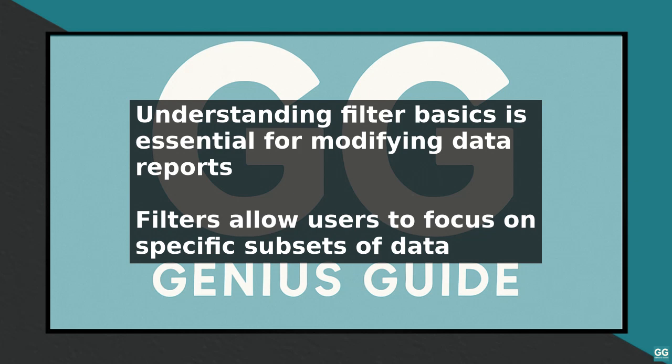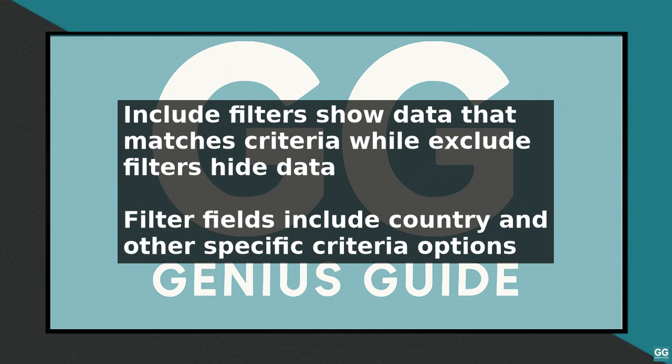to meet specific needs. When interpreting filters, it is essential to understand the different types of filter fields, including include and exclude filters. Include filters only show data that matches the filter criteria, while exclude filters hide data that matches the filter criteria. For example, an include filter for a specific country will only show data from that country, while an exclude filter for a specific country will hide data from that country.